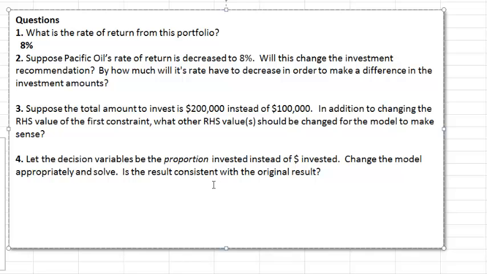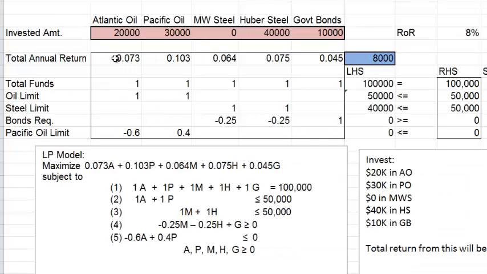The second question, suppose Pacific Oil's rate of return is decreased to 8%. Will this change the investment recommendation? And by how much will its rate have to decrease in order to make a difference in the investment amounts? So let's take a look here. Remember that the Pacific Oil had the highest rate of return. Between the Atlantic Oil and Pacific Oil, the only difference was that the Pacific Oil had a higher rate of return, 10.3% compared to 7.3%.